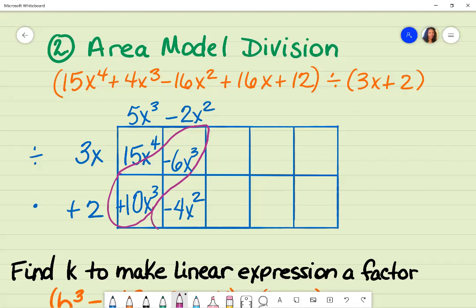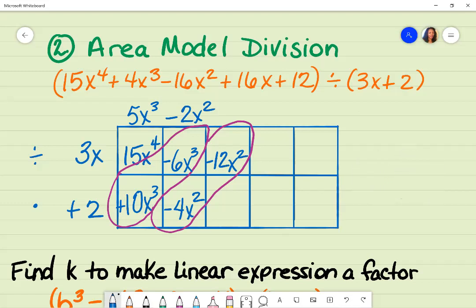I'm again looking for two items that I can combine for my x squared so that I can find a negative 16x squared. So negative 4 plus what will give me negative 16, or negative 16 minus this negative 4, which will turn into a positive, will give me what? It's going to give me negative 12, right? So negative 12x squared, that's what goes there.